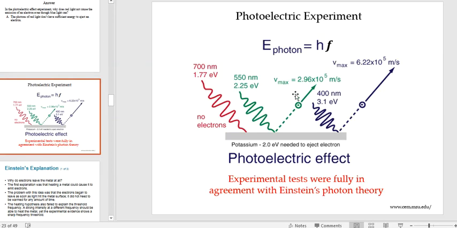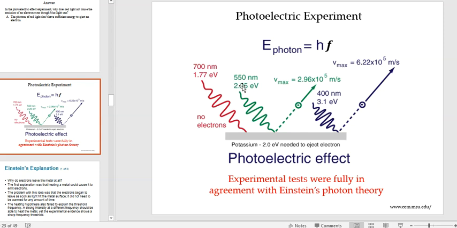So here is a nice summary of the photoelectric experiment. Suppose that the work function of potassium is 2 electron volts. It's not quite right, but let's just say for this example that it's 2. Then if you had 700 nanometer light, that's in the red, that's 1.77 electron volts. Doesn't matter how many photons you send, you're not going to get any electrons kicked out.